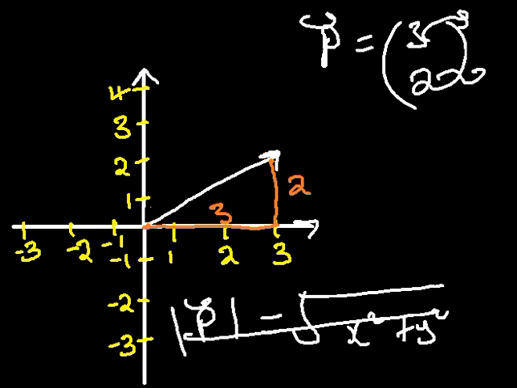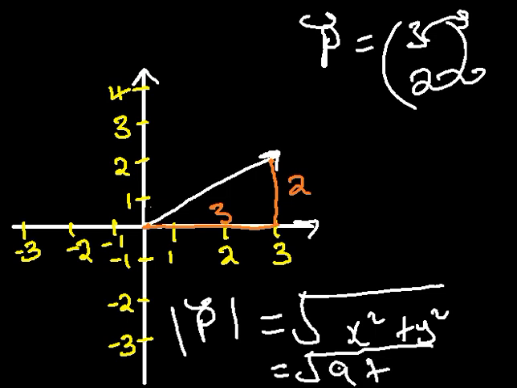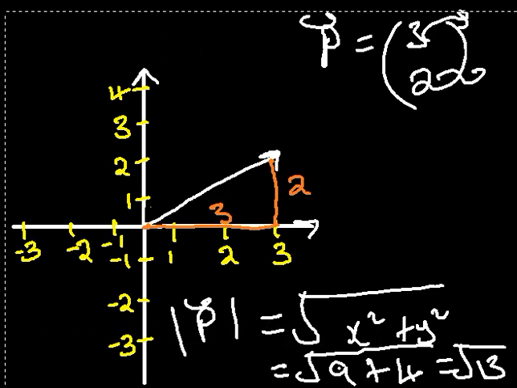So the magnitude of the vector p: what is x? x is given as 3, so we have 3 to the power 2, that is 9, plus y, that is 2, to the power 2, which is 4. So the magnitude is the square root of 13. That is the magnitude of the vector. You should know that.